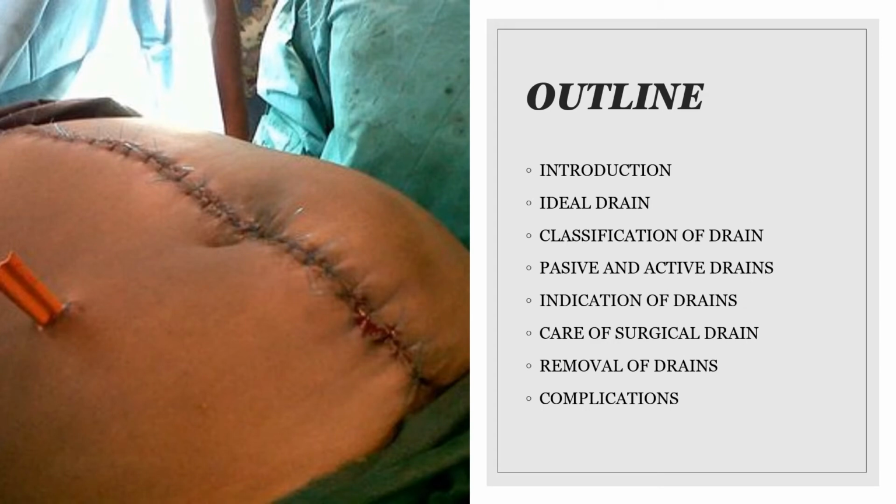So the outline of the topic is introduction. Let's talk about ideal drain, classifications of drain, passive and active drains. We'll talk a little bit about indications of drain, care of surgical drains, and when do we remove them, and a few of the complications that come with placing drains.